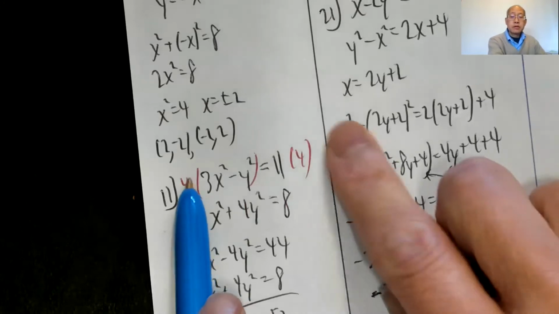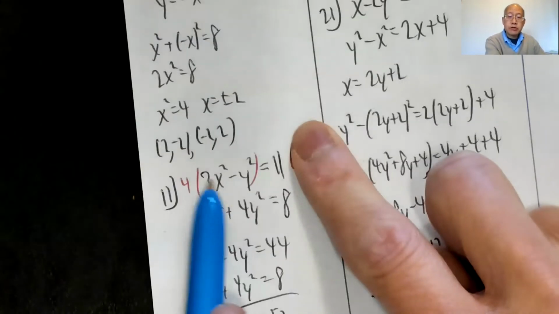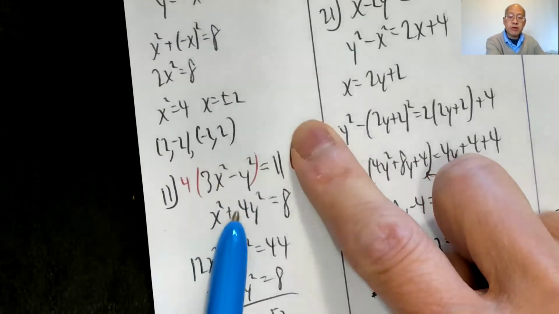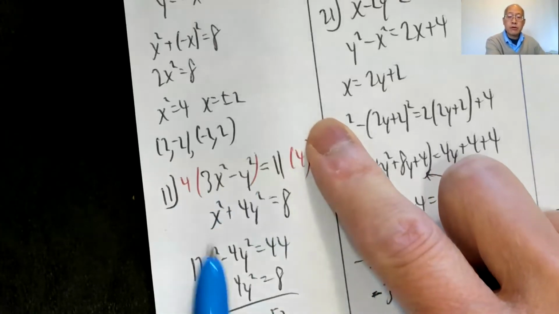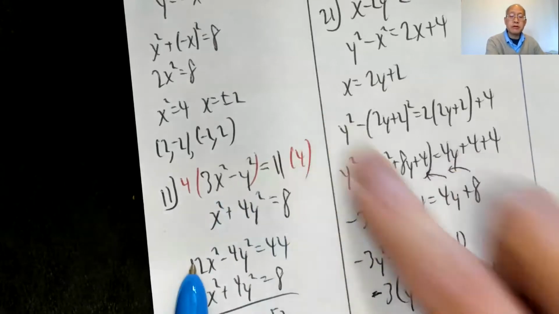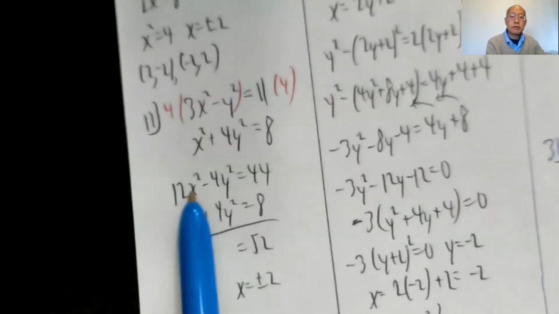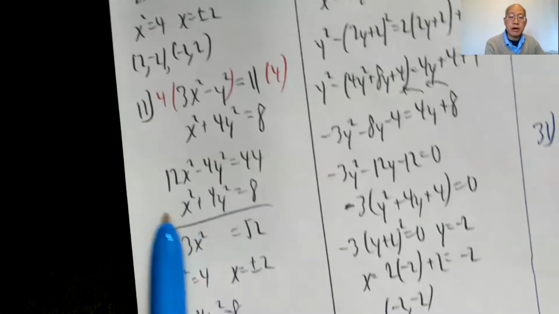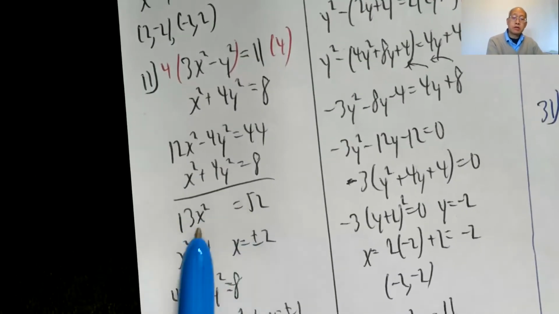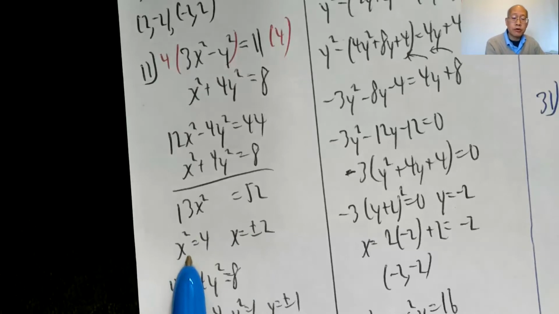Number 11, solve by elimination. 3x squared minus y squared equals 11. X squared plus 4y squared equals 8. Multiply the top equation by 4. That will force this to be a negative 4y squared. 12x squared minus 4y squared equals 44. Add them up. Y squareds drop out. 13x squared is 52. Divide by 13. X squared is 4. Square root property, x is plus or minus 2.